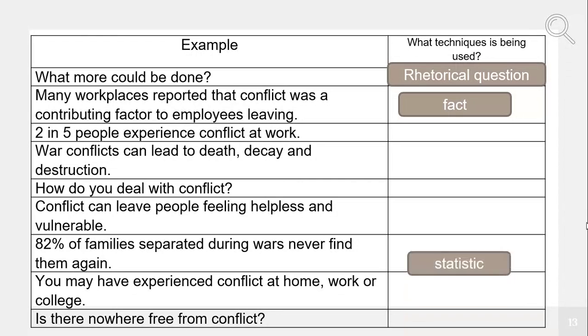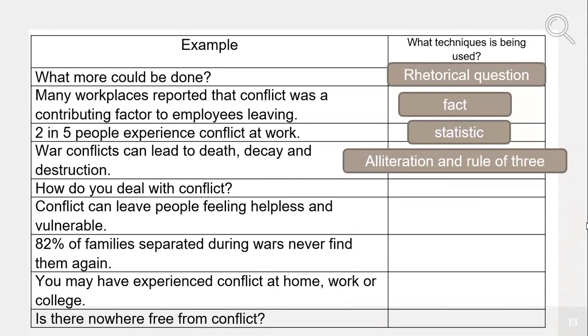Next one, 2 in 5 people experience conflict at work. Well, that 2 in 5 part, that's numbers, isn't it? It's a statistic. War conflicts can lead to death, decay, and destruction. This one's interesting. Some people in class suggested that this could arguably be a fact, but the key ones here is the death, decay, and destruction part. We've got 3 bits, and they also use the same sound. So it's combined alliteration to the d sound. And we've got 3 things as well. So both together in one.